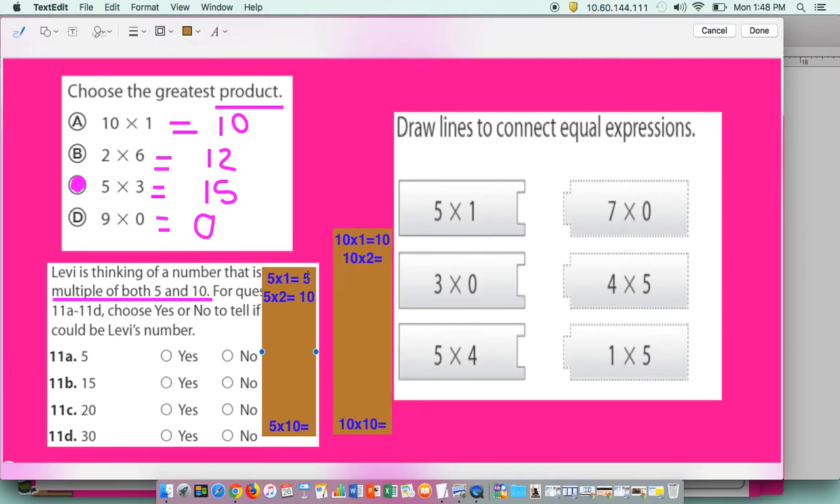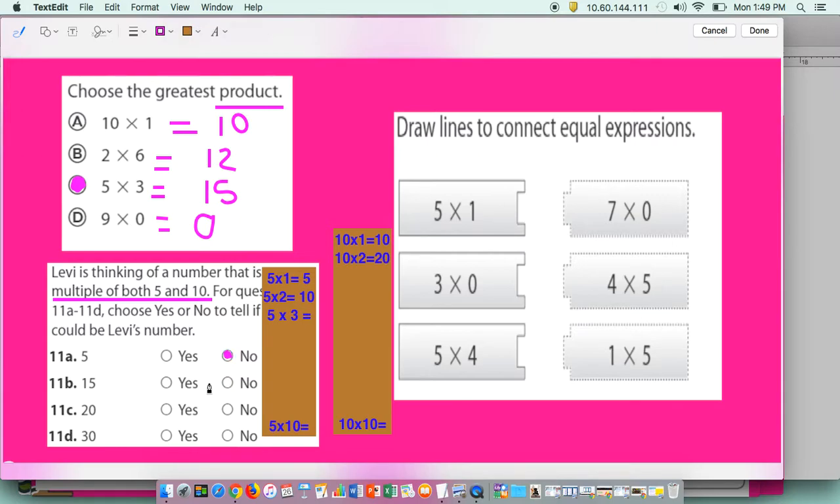All right, so we're looking at 5, 10. These are the multiples: 5, 10, and whatever answer you get for 5 times 3 and all your multiplication tables of 5 and 10. So let's look at the first one. Is 5 a multiple of 5? Yes, it's a multiple of 5. Is it a multiple of 10? Do we see 5 here? Nope, it's not in the tens multiples, so I'm going to put no, it's not.